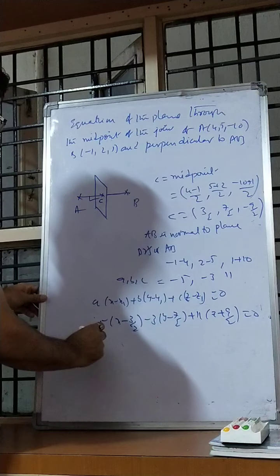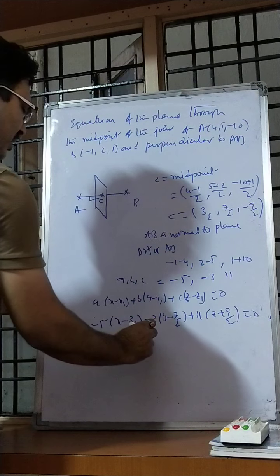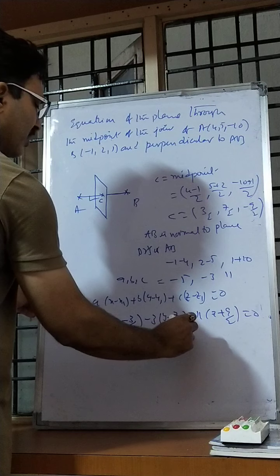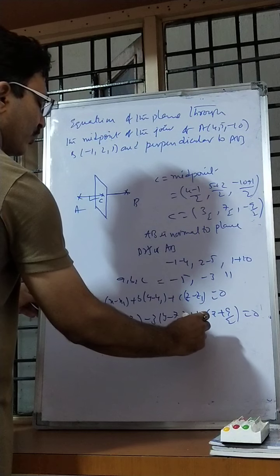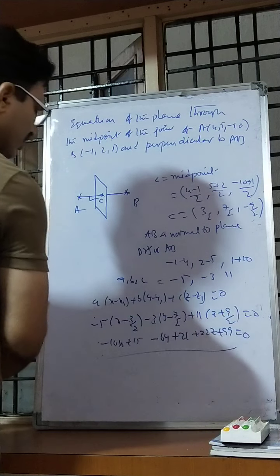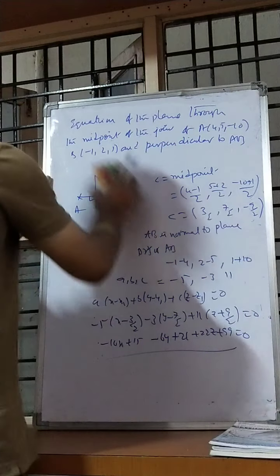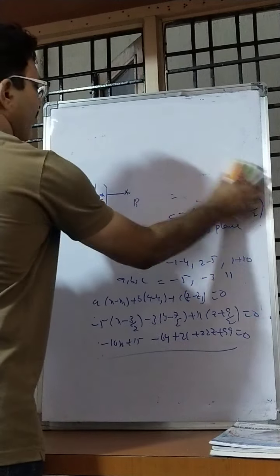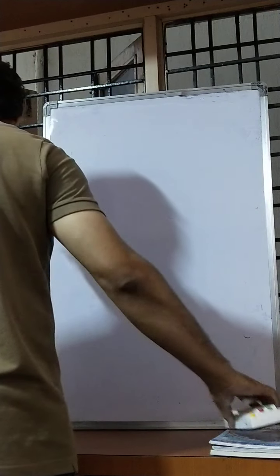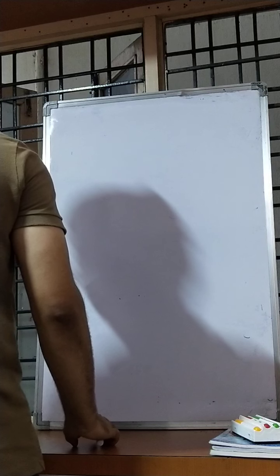Or else you can write minus 10x plus 15, minus 6y plus 21, plus 22z plus 99 equal to 0. Simplify, we'll get the answer here. Right? Now we got it like this. Now you see here.